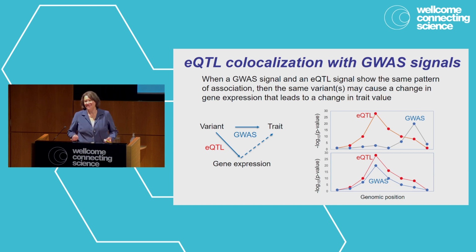So that's where the methods of colocalization that we heard about this morning derive from. And there are various ways to perform these methods. The idea is we're looking at the variants associated with traits, the variants associated with gene expression level, and hypothesizing that maybe the variant acts through the gene expression to affect the trait.